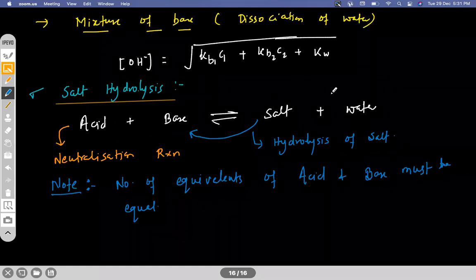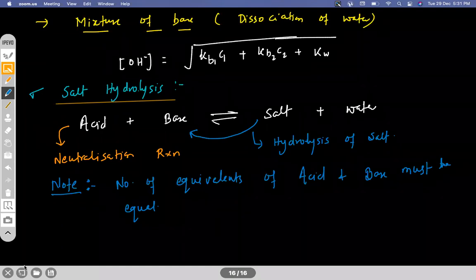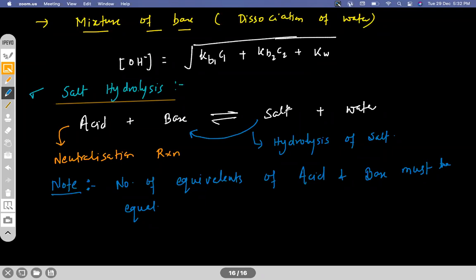So hydrolysis of salt, we apply only when neither acid nor base is present in the solution. So complete neutralization we need to think: number of equivalents of acid and base must be equal. First thing is that. Now, what is salt hydrolysis?